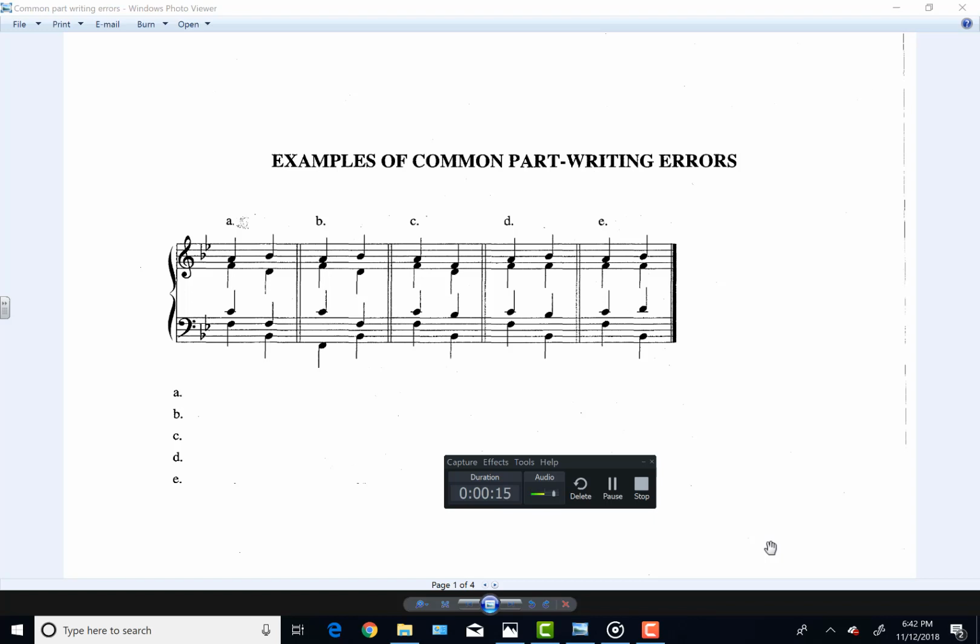Okay, AP, we have some more examples of common part writing errors. Do your best to try to find the error between the voices. And I should caution you that not every one of these might necessarily have an error. Some might be good. Good luck. I'll give you some time.